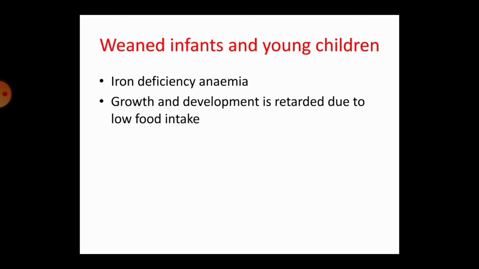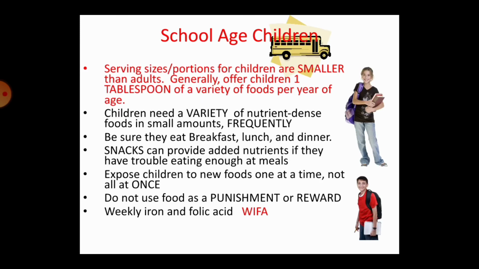Next is weaned infants and young children, because they are between 6 months and 1 year. So these children are weaning from breast milk and gradually taking the normal diet, stepping into a normal diet. So there are problems like iron deficiency, anemia, and growth and development is sometimes retarded due to low food intake.